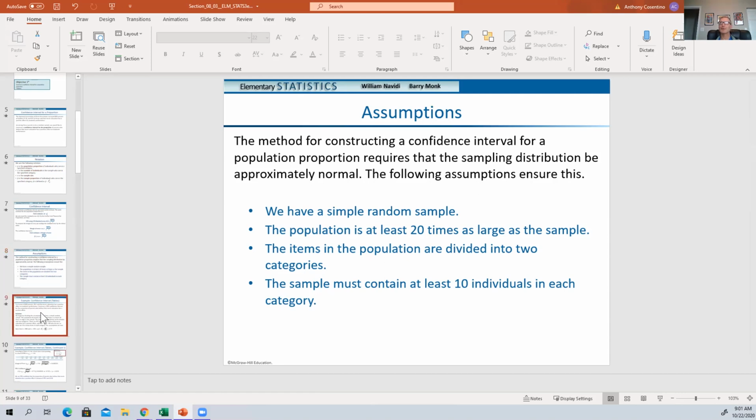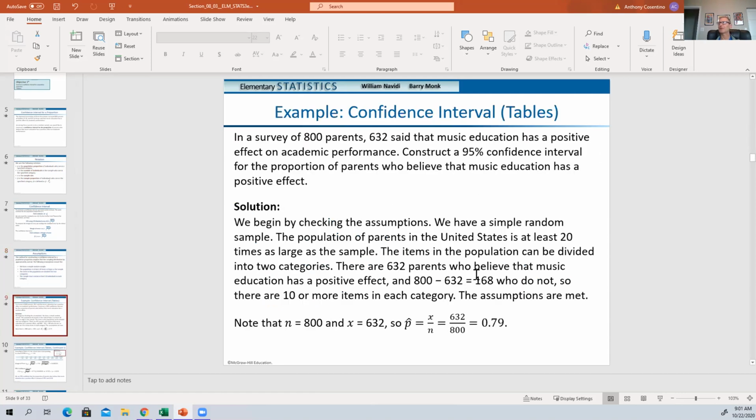So in this case, we comply with all of them, right? Because if you subtract 800 minus 632, you could see that that's 168, and that's also greater than 10. 632 is greater than 10. And if you think about it, there's way more parents than 800 for kids age 5 to, I think it was 16, with regards to that. So now we would walk through the calculations.